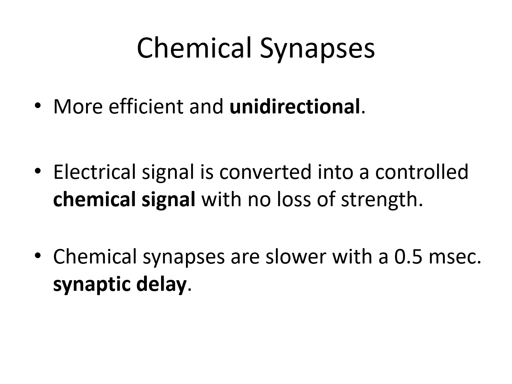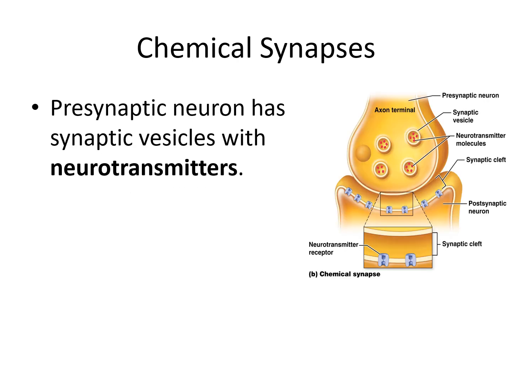As you expect, it's going to be slower. Chemical synapses are slower, with about a half millisecond of synaptic delay. This time it takes is called synaptic delay, and as you might expect, it's due to the time it takes for the chemical or neurotransmitter to diffuse across to the postsynaptic cell. Chemical synapses are just like the neuromuscular junction, which is an example of a chemical synapse.